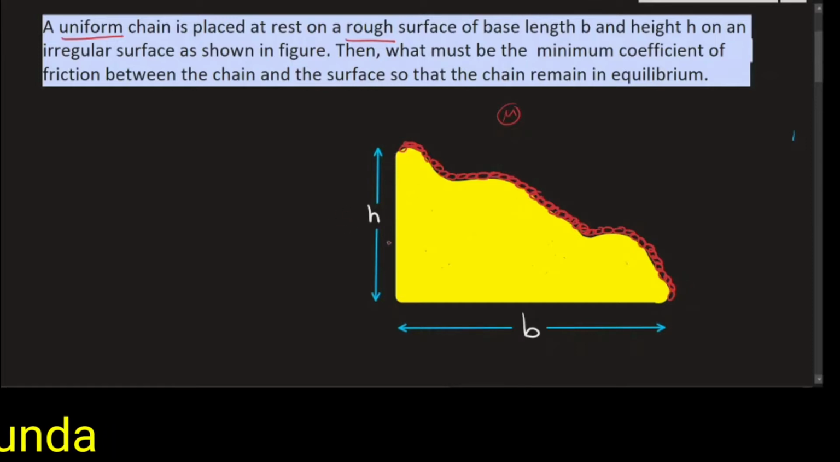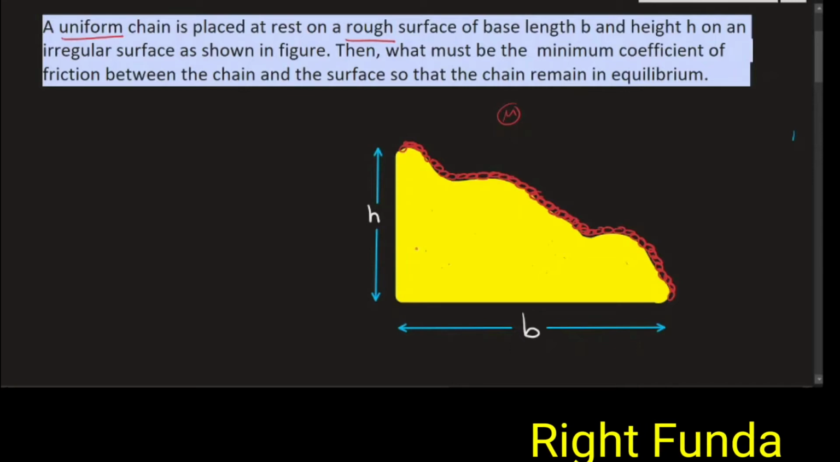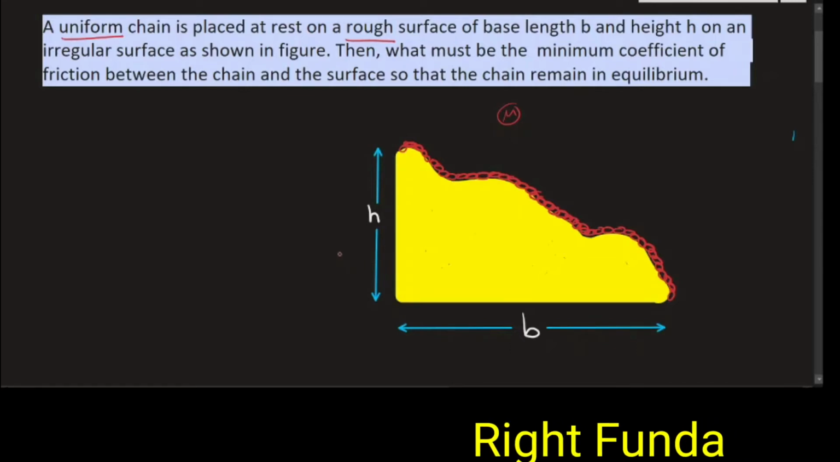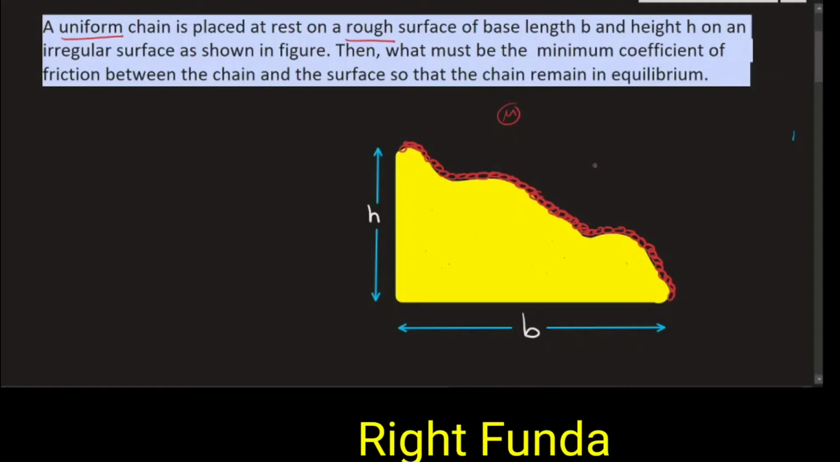So now, what two dimensions are given? One is B, the length of the base of the inclined plane, and the height is given as H. So now you have understood the question. You may pause the video and start solving the problem. After you try it, you can resume the video and see the solution. I will be discussing the solution right now. So let's see how to solve this problem.